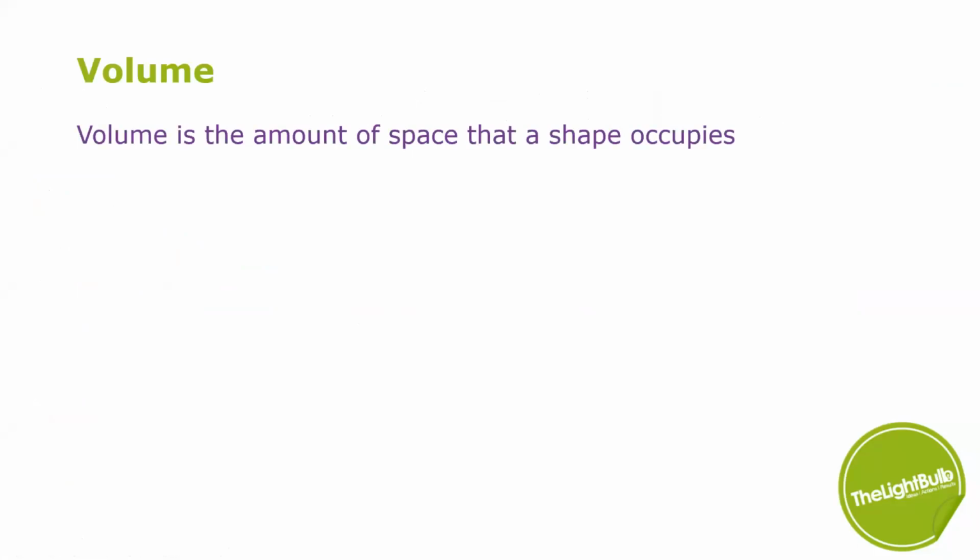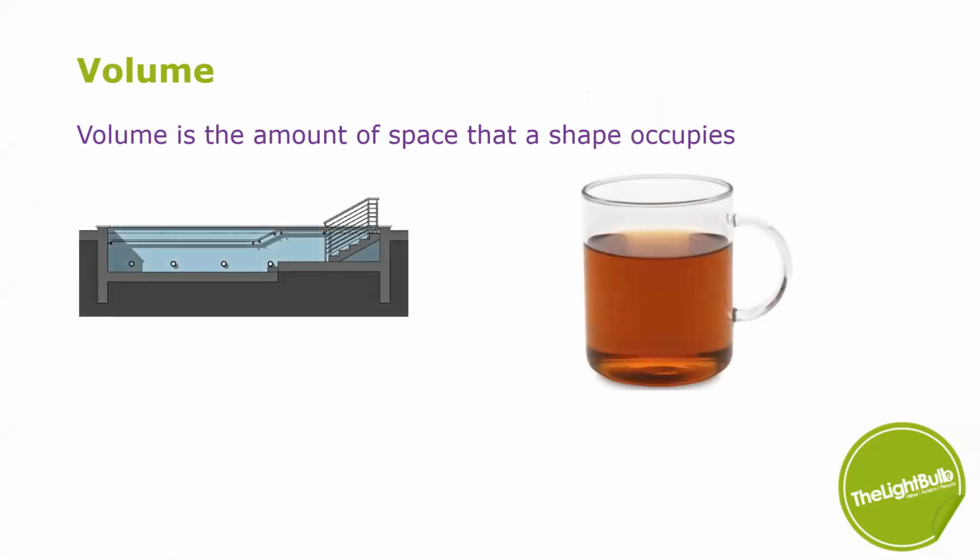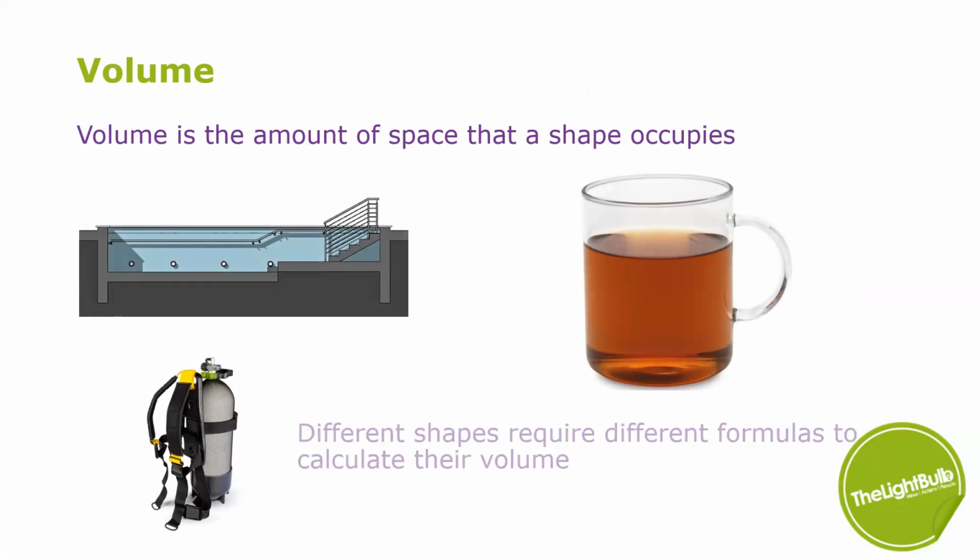Volume is the amount of space that a shape occupies. So whether you're thinking about water in the swimming pool, liquid in your cup or in your mug, or oxygen in a tank if you ever go diving, then volume is to do with the internal contents of these objects. What does it contain? What capacity has each of these different vessels or shapes got?